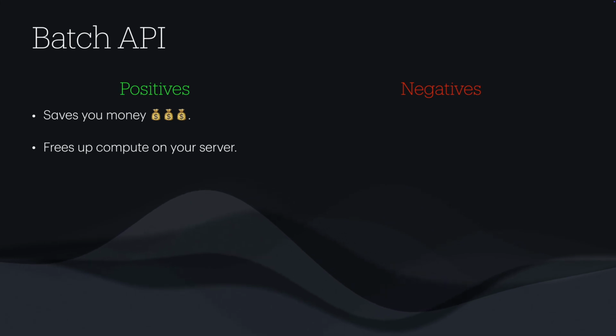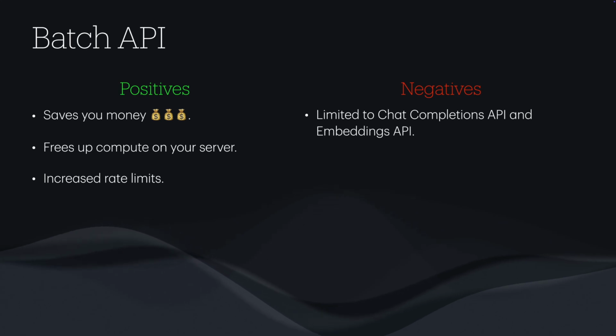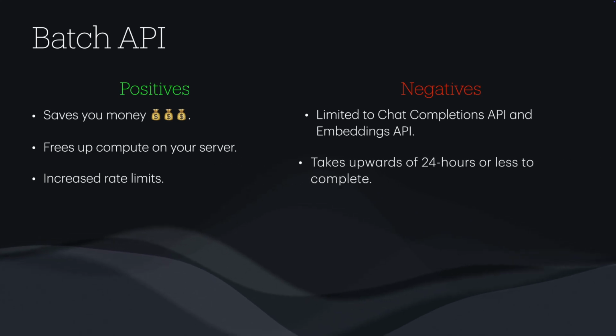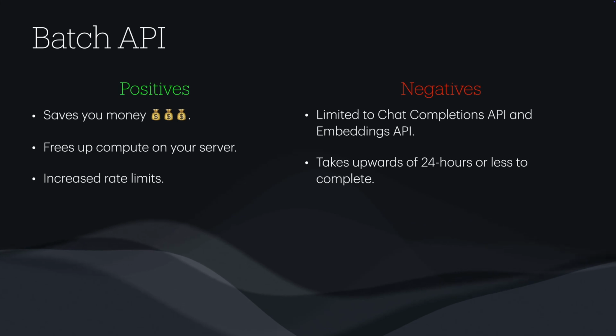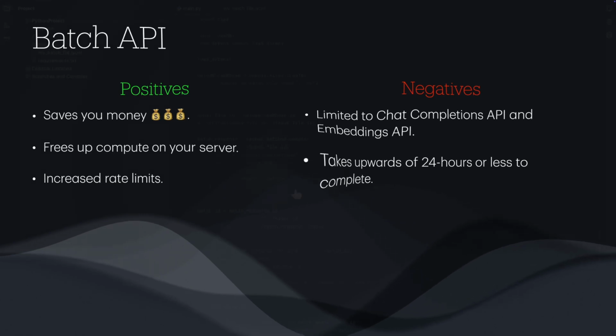It allows you to free up compute on your server, and it also allows you to go beyond the typical rate limits that you would get with the synchronous APIs. There are primarily two drawbacks to this right now: that it's only limited to the chat completions API and the embeddings API, and that it can take upwards of 24 hours to complete. However, I've seen it done in a matter of seconds as well. It largely just depends on how busy OpenAI is at any given time and how large your batch job is. There's no better time to go through an example, so let's do that right now.